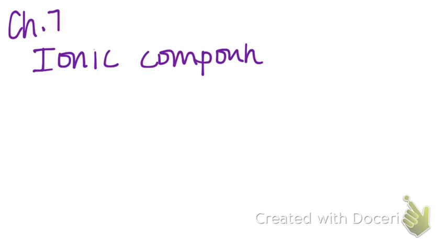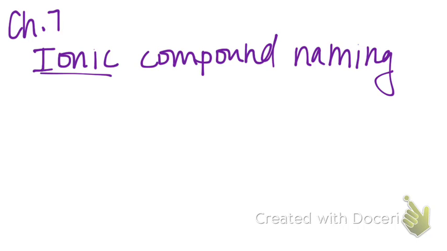Today we're going to deal with Chapter 7, which is compound naming. More specifically, our goal today is to talk about ionic compound naming. Okay, the first thing we need to know is, what is an ionic compound?